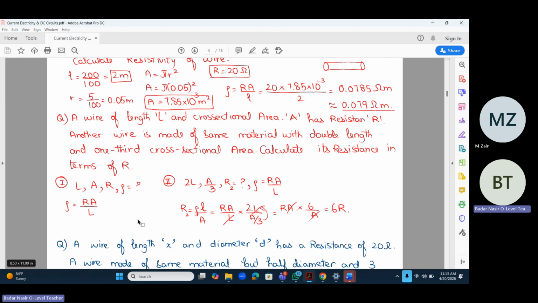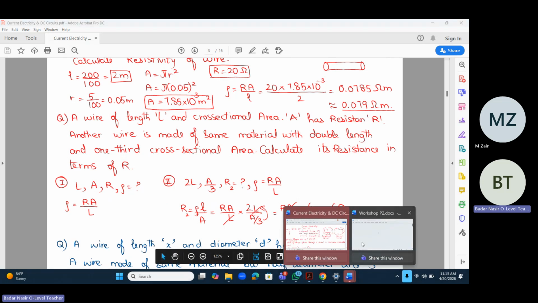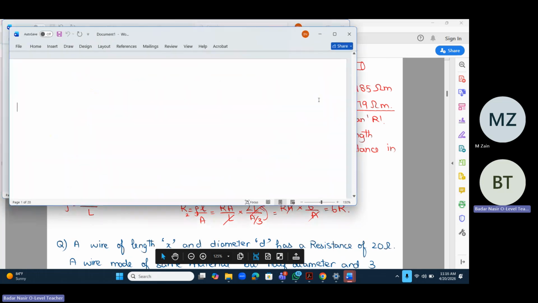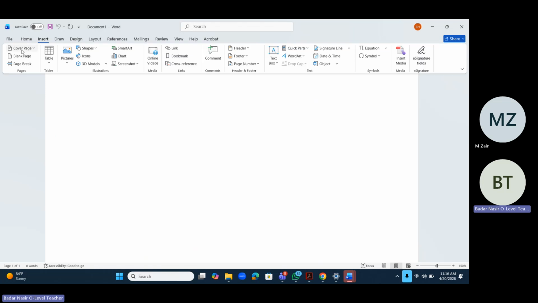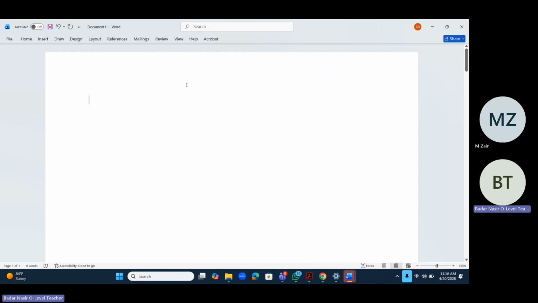We don't know the resistance, but we do know that its resistivity is same as the previous one. So if I calculate the resistivity of the previous one, that can be RA over L. Put that resistivity with length 2L and cross-sectional area A by 3. Okay, let's do another question so we can have a better understanding. And please solve this.